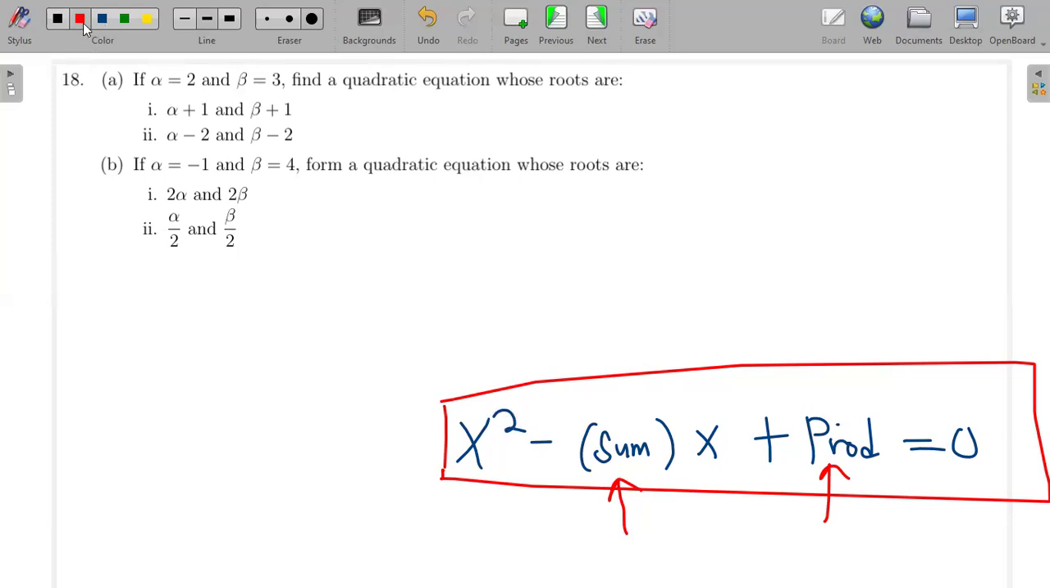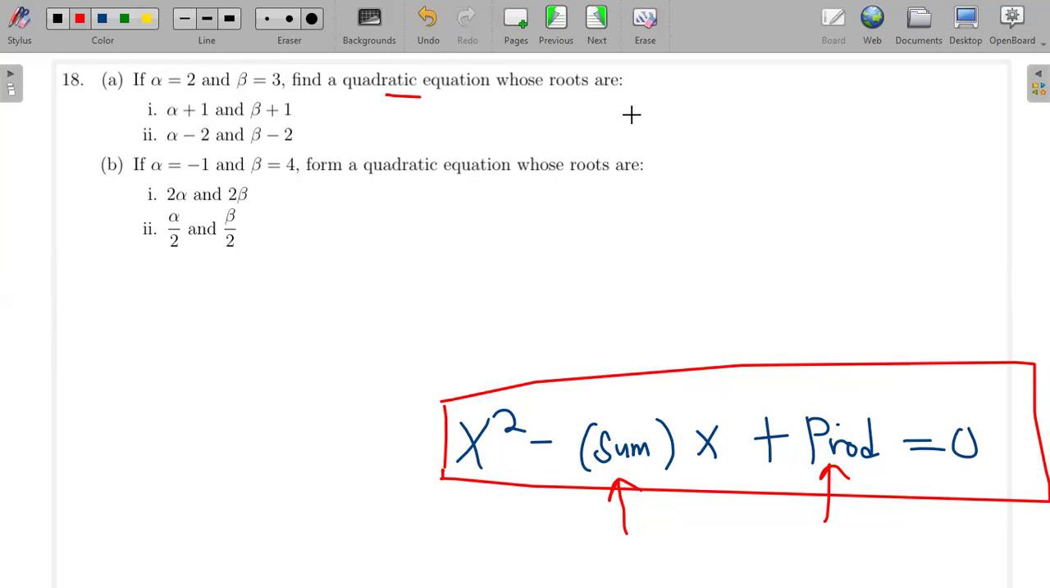So now let's look at the first one here. They're saying, if alpha is equal to 2 and beta is equal to 3, find a quadratic equation whose roots are alpha plus 1 and beta plus 1. Okay, so we said when we're given two roots, our duty is just to find the sum and the product, and then we input them there. Here it's even easier because we've been given the values of alpha and beta.